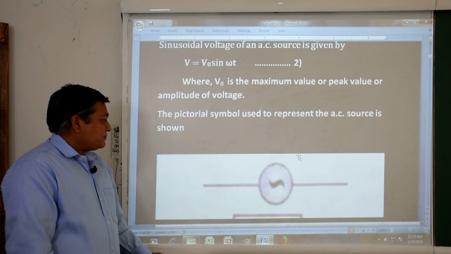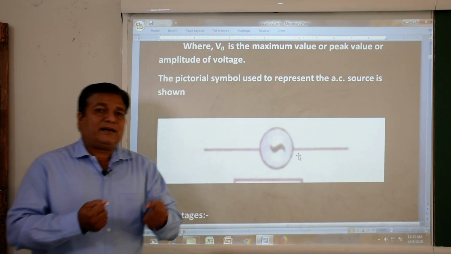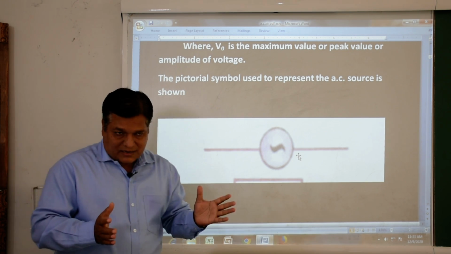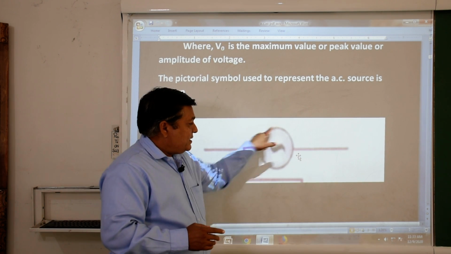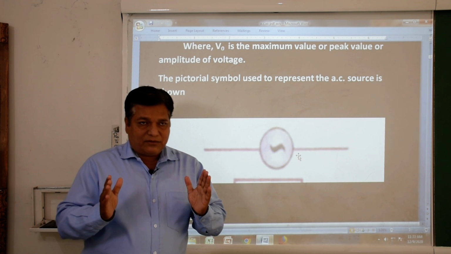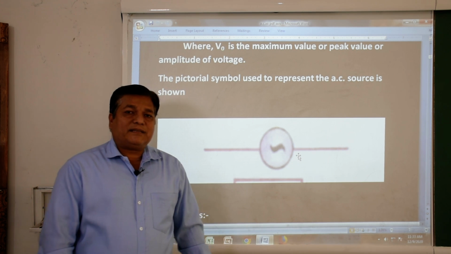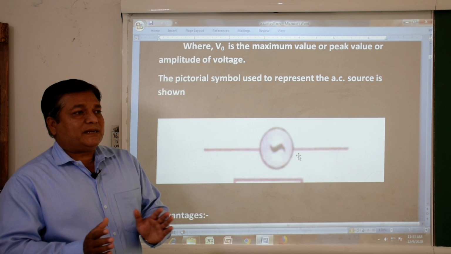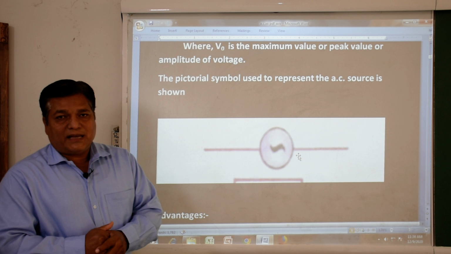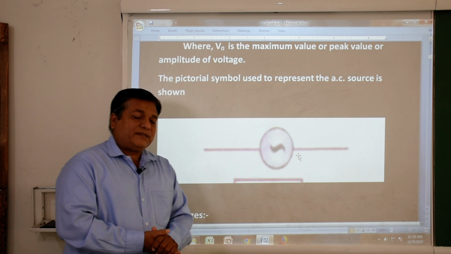Let us see now how we represent the alternating source. Whenever alternating current is applied to a particular circuit, we have to use a symbol for it, and this curved line in a circle is the symbol for the alternating current. As for a direct supply source we put the sign of a battery or cell for direct current, and for alternating current we use this type of symbol.